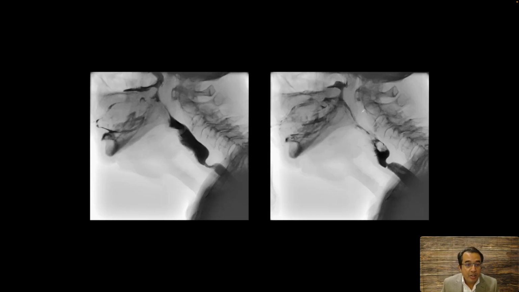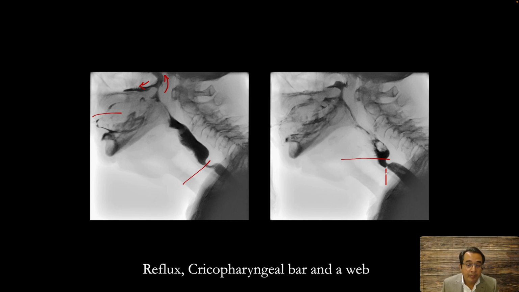This is our next patient. We performed a modified barium swallow. The several findings that we see here are there is a cricopharyngeal bar seen on these two images. There is reflux of contrast into their nasopharynx that we see right here. There is contrast going above the palate, and this patient is also edentulous. We don't see any teeth in their jaw, and there is also a tiny esophageal web that is seen anterior to this cricopharyngeal bar.